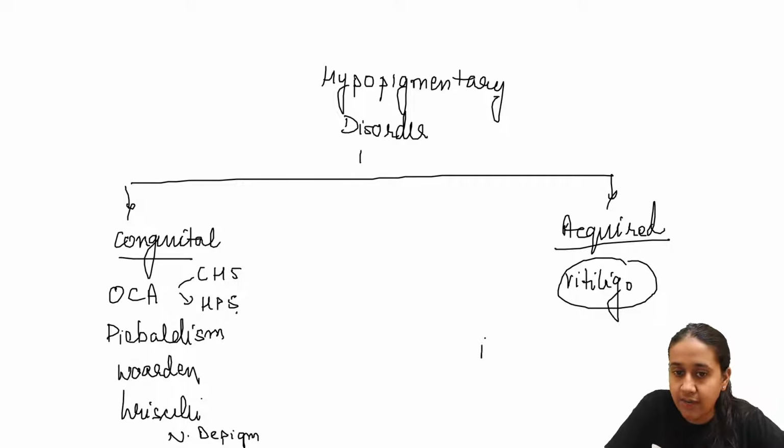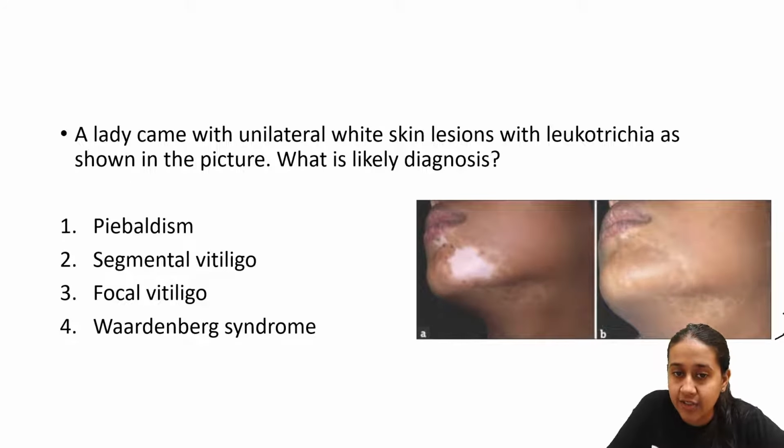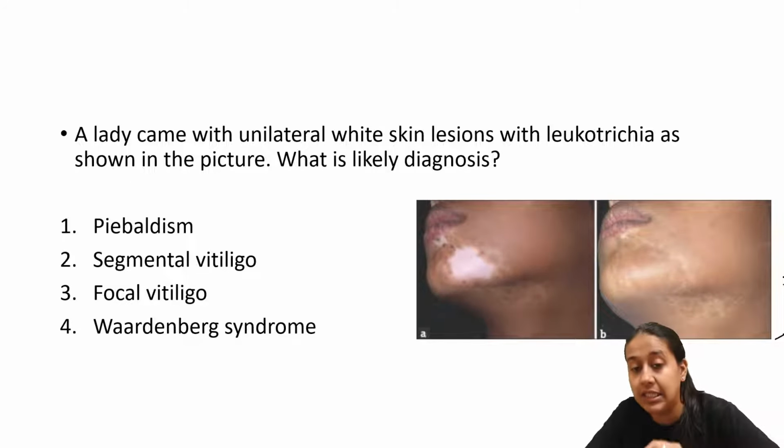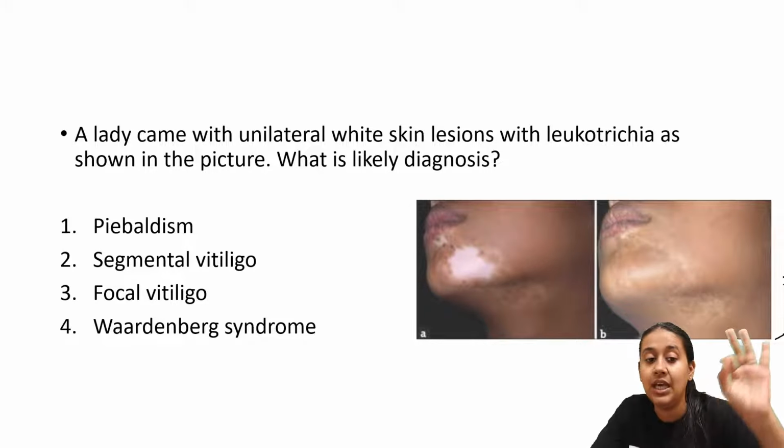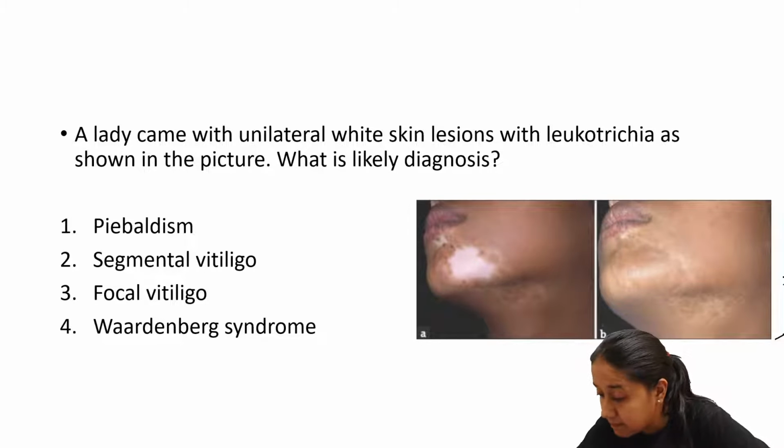In vitiligo, you have autoimmune T lymphocytes which go and destroy the melanocytes, and that is why you see hypopigmented lesions.